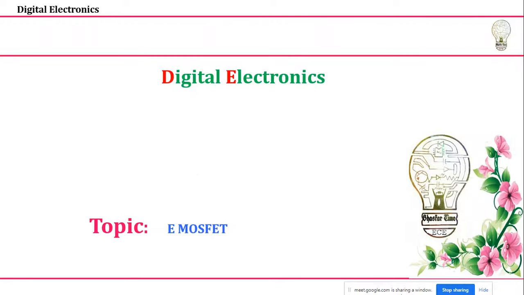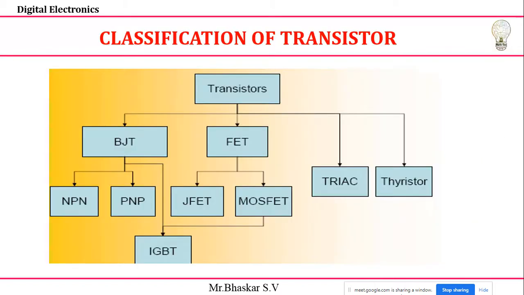Of MOSFET. So MOSFET is nothing but metal oxide semiconductor field effect transistor. FET stands for field effect transistor. Before going to that, for E-MOSFET and D-MOSFET, first you need to understand the classification of our transistor. Before going to that, you just tell me what is the meaning of transistor.